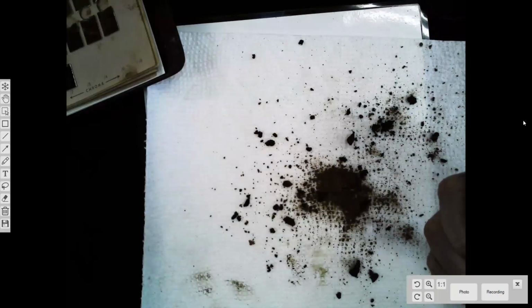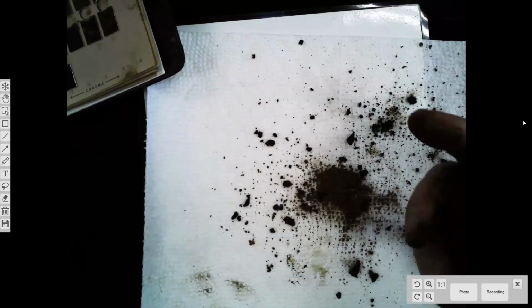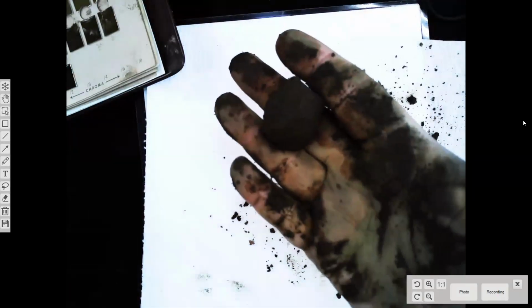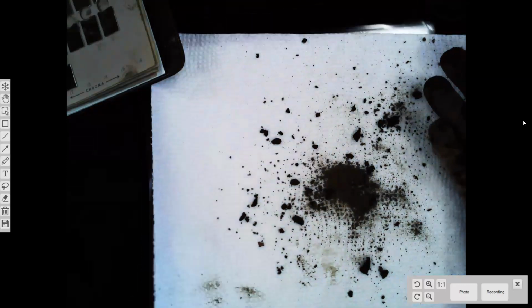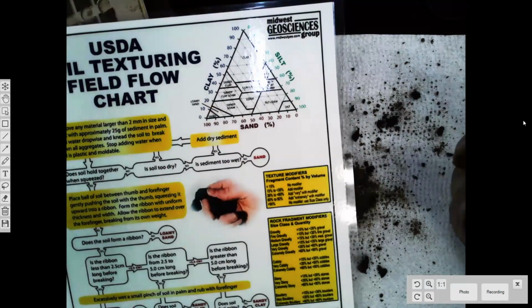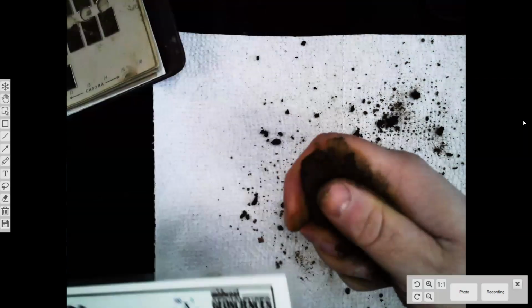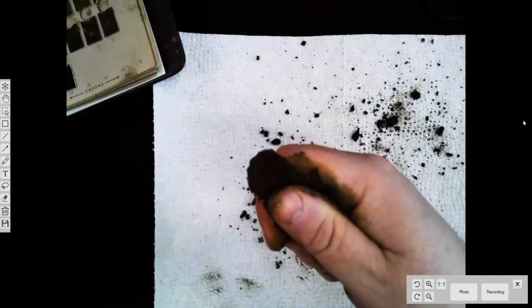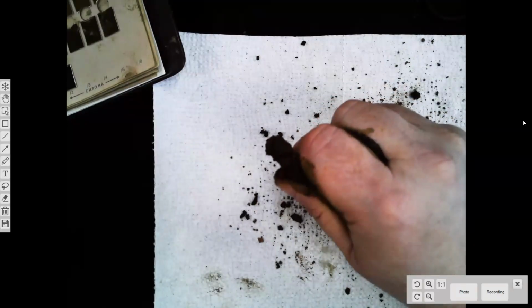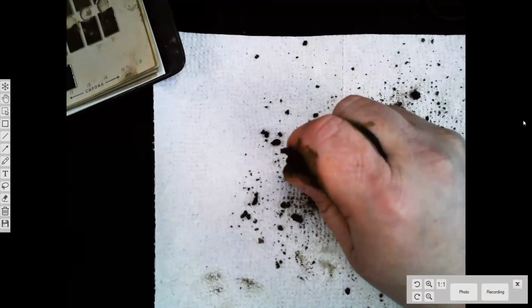So now that we have your sample here, let's see if it ever lightens up. Now we're going to try to work according to this flow chart. The first thing we're going to do is ask, does it form a ribbon? As I push through, you can see, here, I'll turn it on the side. You can see it's forming a soil ribbon. You see how I broke off that little piece?